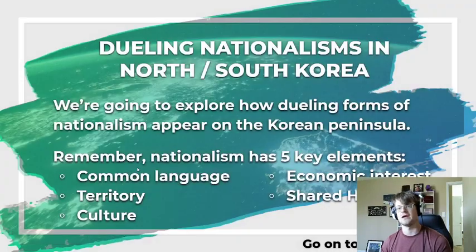Once we do that, then we're going to look at dueling nationalism and some ways that nationalism manifests itself on the Korean Peninsula. And again, we talked about what makes a nation in our last block. Nationalism is how people identify themselves as part of a nation. That's kind of the easy way to look at it. And again, we could look at some different elements here. We could look at language, territory, culture, economic interests and shared history.